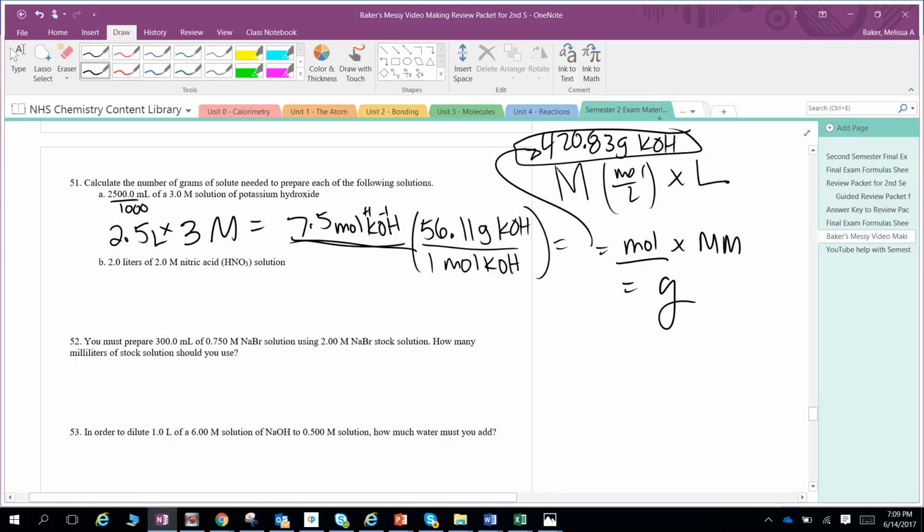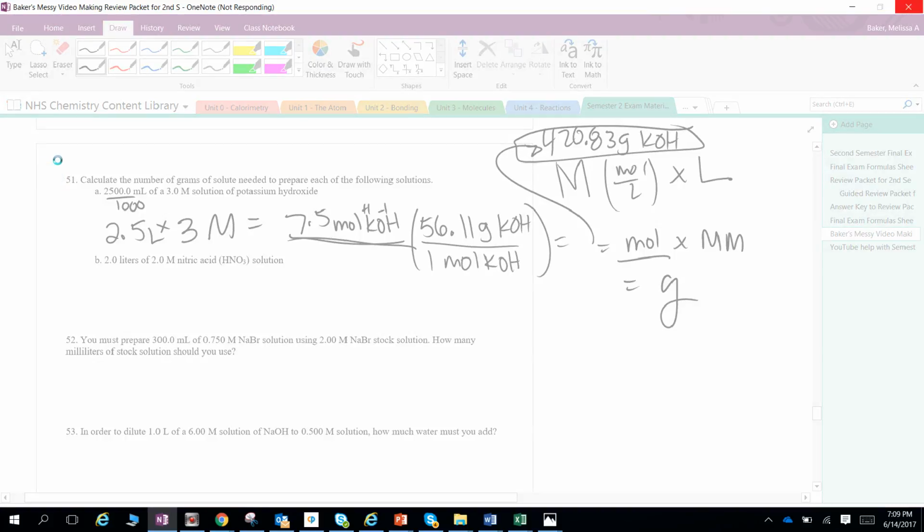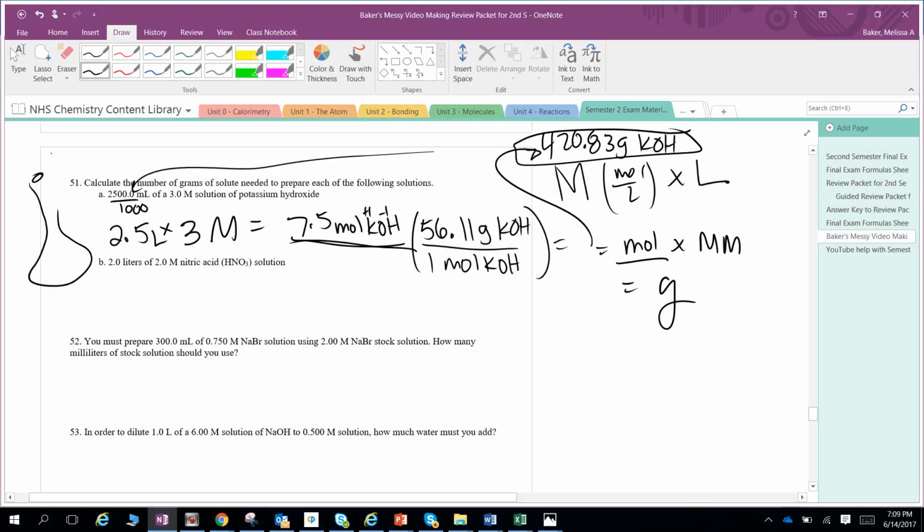And the way that I would make this is I would add 420 grams to the 2,500 milliliter flask. I would add some water, and I would mix it and fill to the line with water to make the solution the rest of the way, and then it would have a 3 moles per liter concentration.